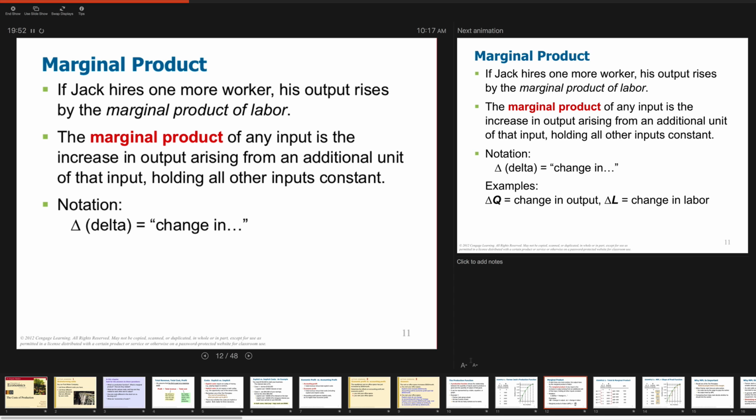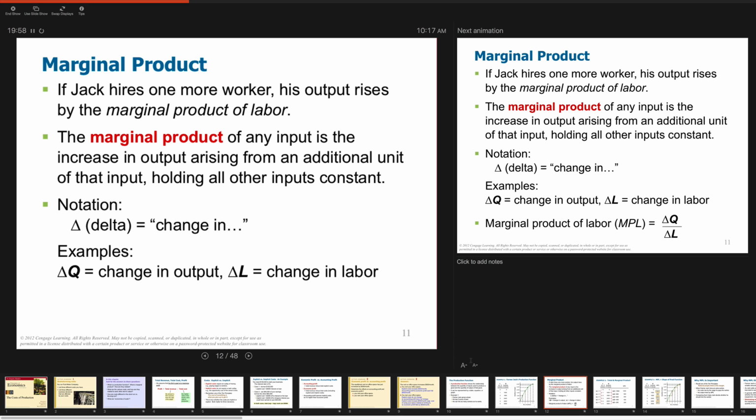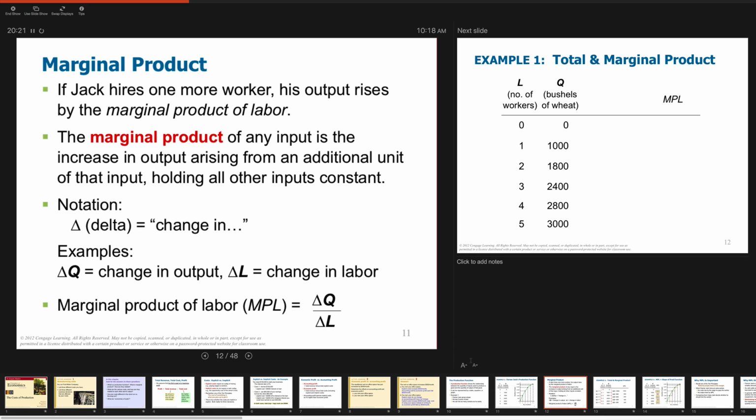Delta, our old friend Delta's back. So the change in quantity equals the change in output. The change in L is the change in labor. You're not graphing anything. This is just the statement. Change in quantity is the change in output. Change in L is the change in labor. So the equation is change in quantity over change in labor.